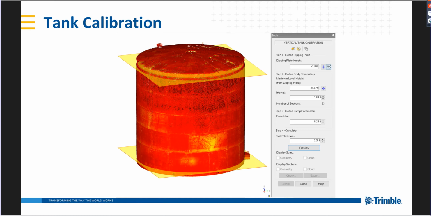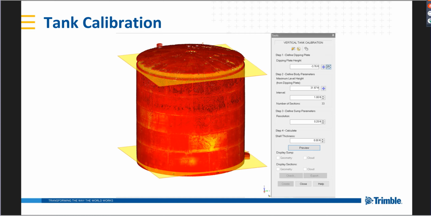You could think of these as virtual strapping, how often you're going to check the circumference of the tank starting at the bottom and moving up, starting at the dipping plate and moving up to that maximum level. Then we'll also calculate below the dipping plate. That will all be considered the sump area. We'll create a volume on that as well.